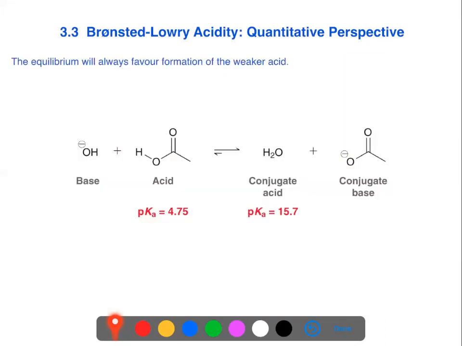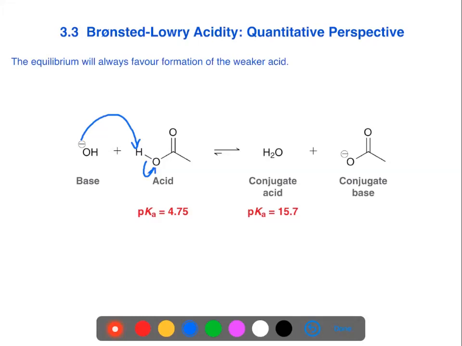Now, one rule of thumb that is quite helpful with these acid-base reactions is that this equilibrium between reactants and products will always favor the formation of the weaker acid. So we can assess, based on the relative strength of the acid versus the conjugate acid, which direction the equilibrium will favor. In this example, we have ethanoic or acetic acid reacting with the hydroxide ion, and again, we can use our curved arrows to represent this proton transfer.